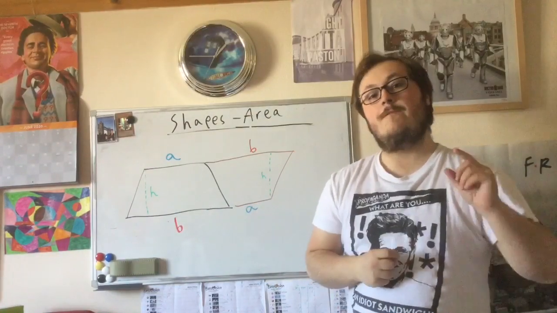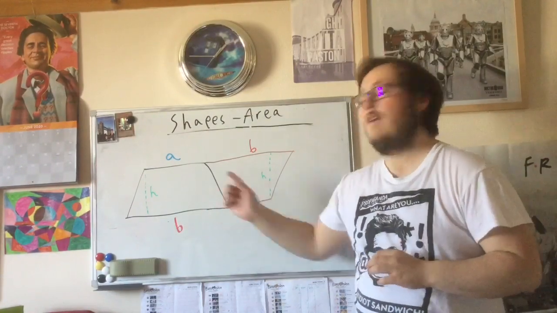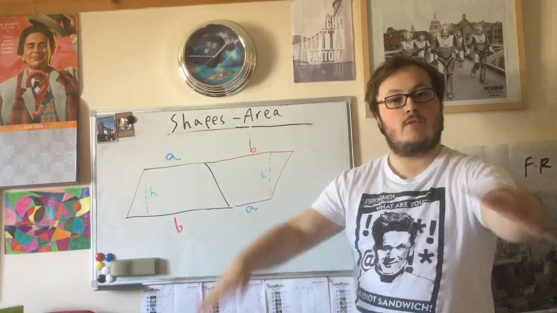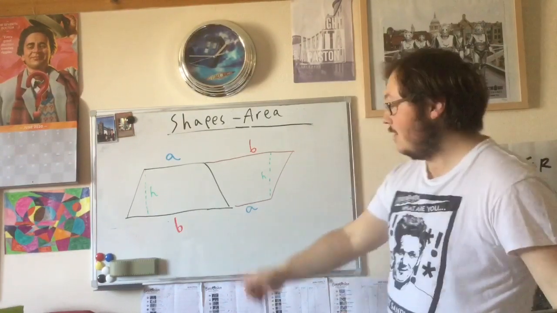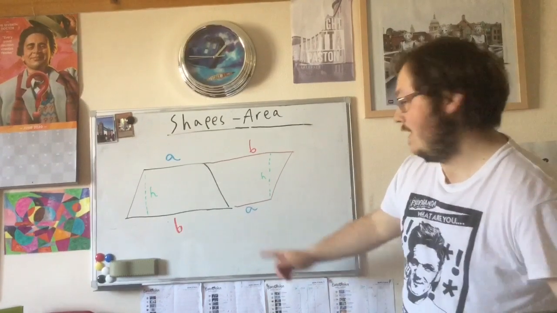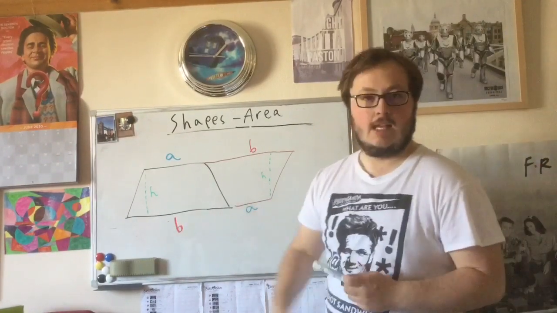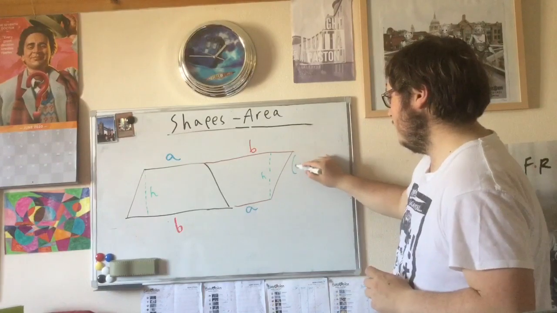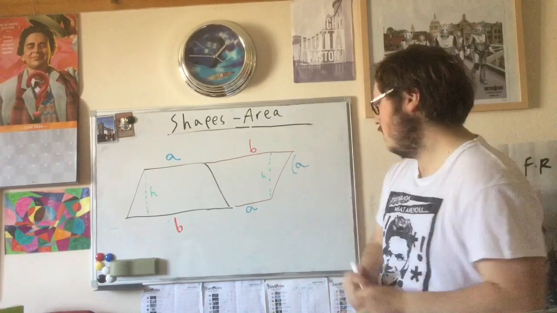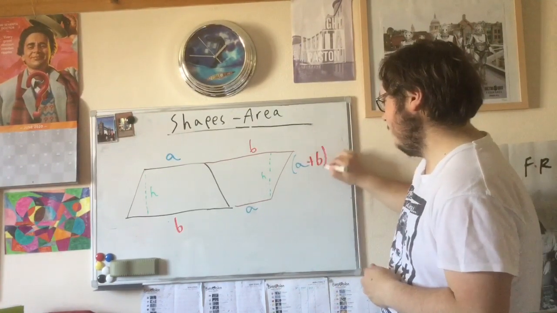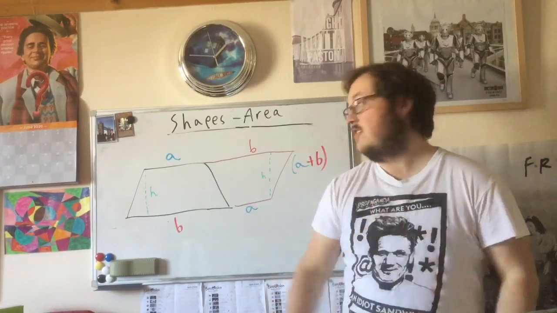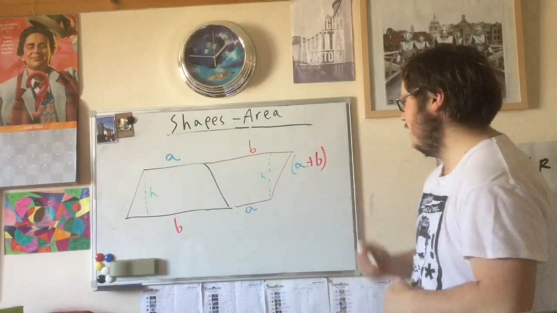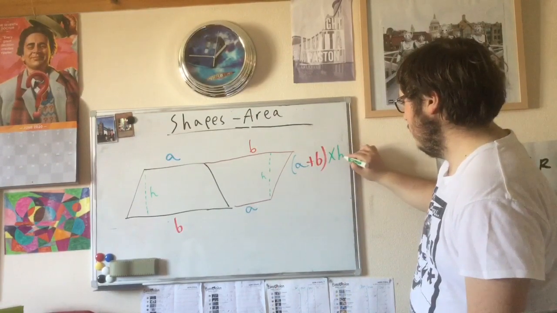So how do we find the area of a parallelogram? You do the base times the height. What is the base of this parallelogram? Well, it's A plus B. So I'm going to put in brackets here A plus B. Then what do you do? You multiply the height, which we also have. We have our H. So I'm going to multiply it by H.